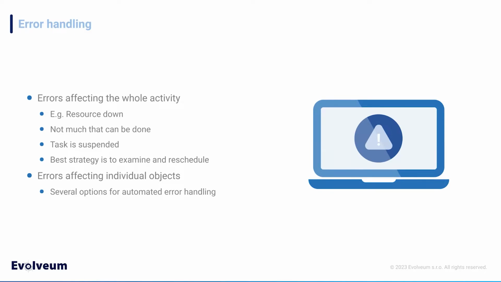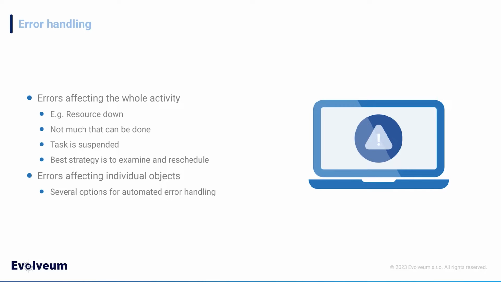Moving to error handling. We have two types of error that need to be handled. The first type of error is something that is affecting the whole activity. For example, the resource is down, it's not available. And there's not much that can be done in this case. Well, MidPoint can just suspend the task, and the best strategy is to either let someone examine what is happening, and then reschedule it. And you can even automate it with some external tools if needed.